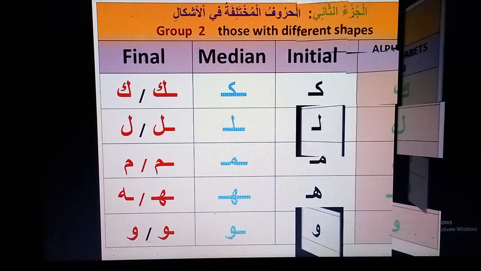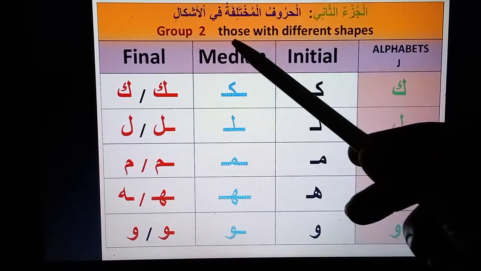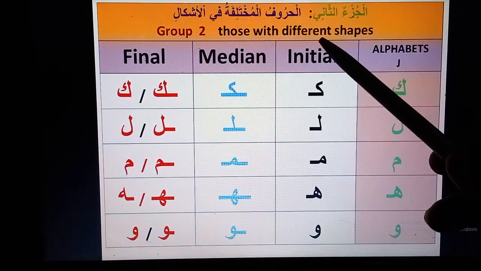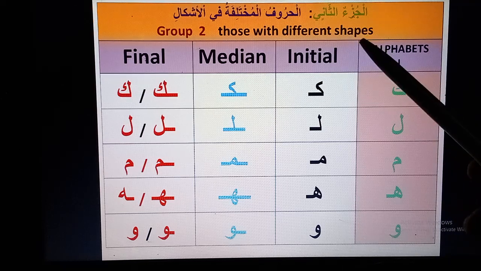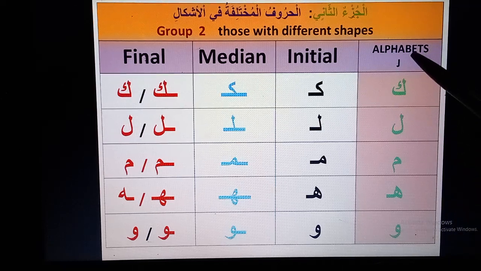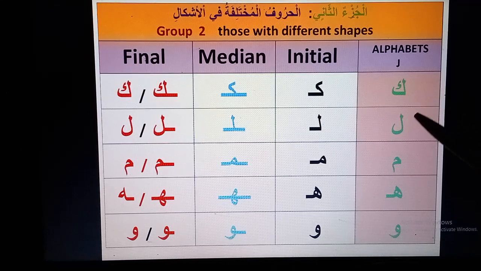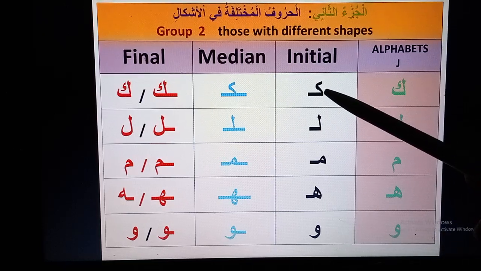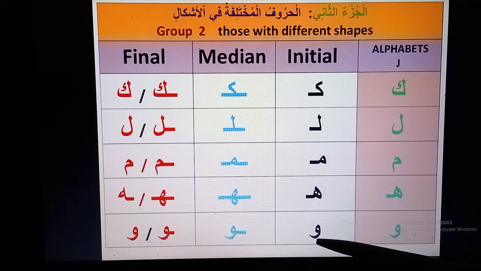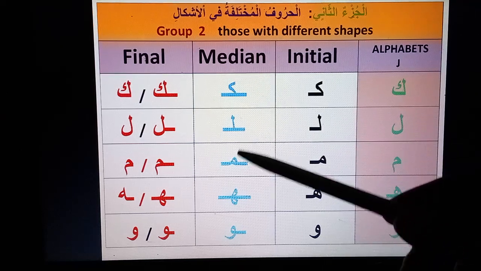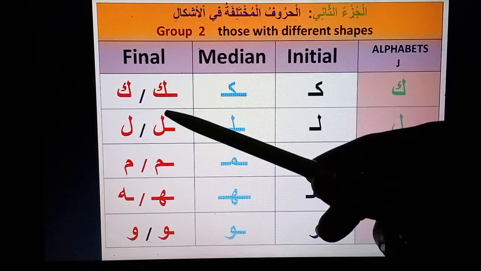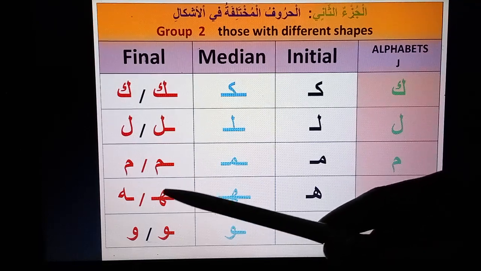We now go to the other group, group 2, the ones that have no similarity, that is, they are not alike. We get alphabet J. Under it we get Kaf, Lam, Mim, Ha, and Waw. Again, Kaf, Lam, Mim, Ha, and Waw. When they are at the beginning of a word, this is the shape they get. When they are at the middle, this is the shape. And when they are at the end of a word, this is the shape.